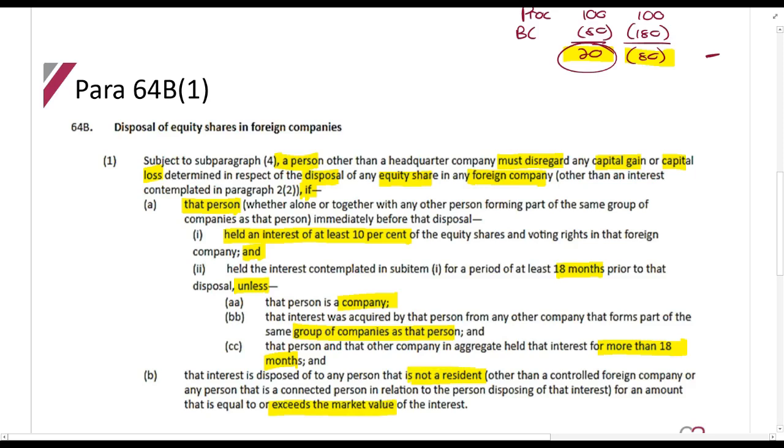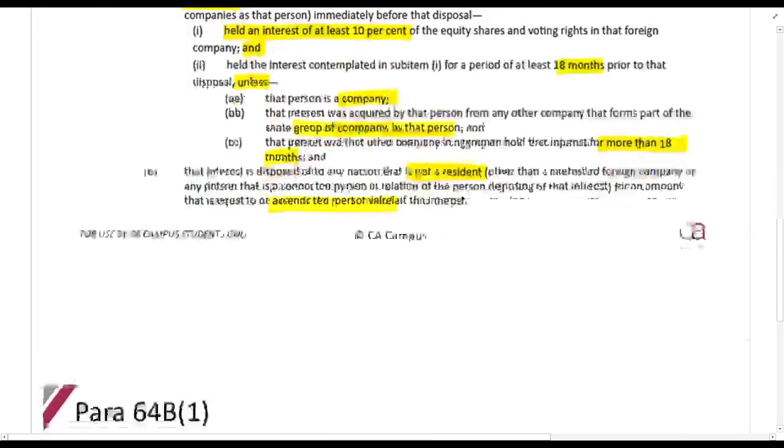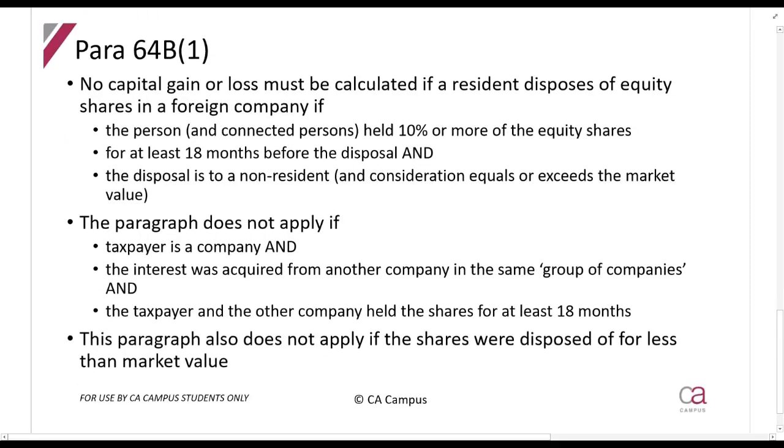So if you have a capital gain or loss and you sold it, you had it for at least 18 months, there will be no capital gain or loss. Okay, so be aware of it, guys, but not as common.